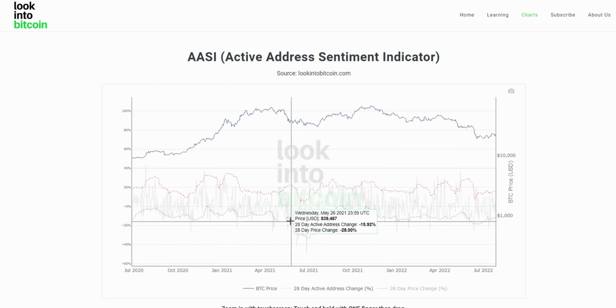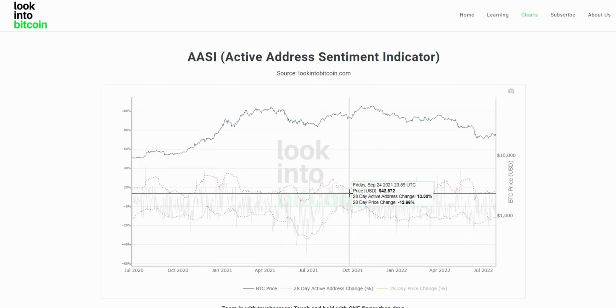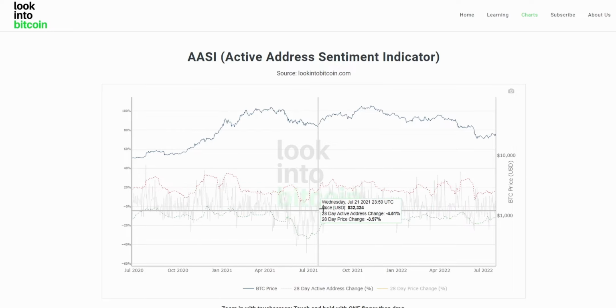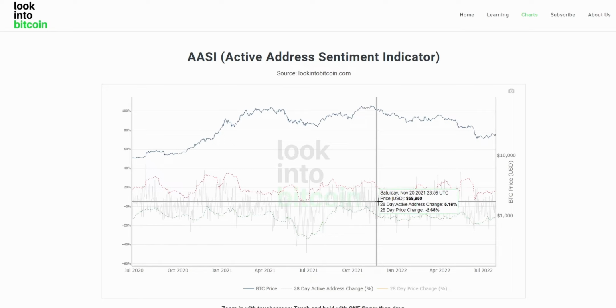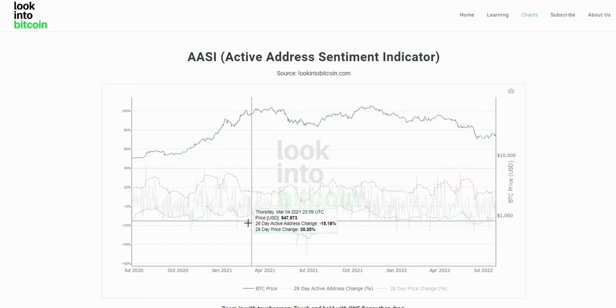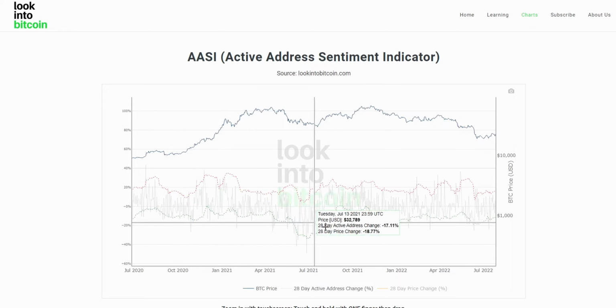What we can also see here is we have these green and red upper and lower deviation bands. So these are actually running off a moving average based on this 28-day active address change, and then just adding a deviation to the upside and to the downside, so we can really average out to see where the average peaks and bottoms are for this value. So even in isolation, this 28-day active address change can show us a fair bit of useful information.